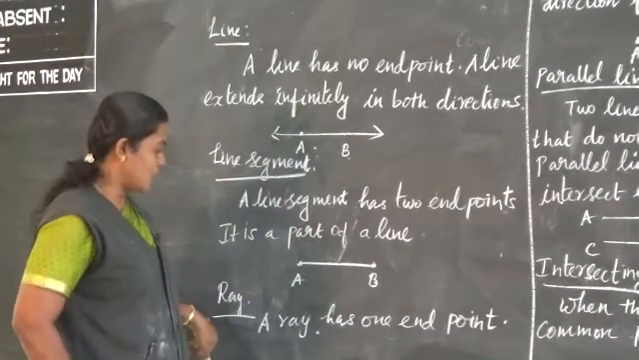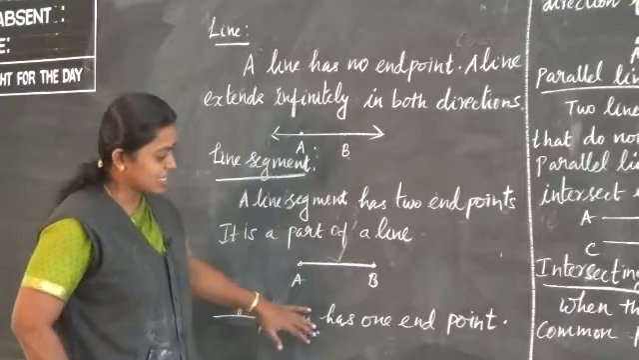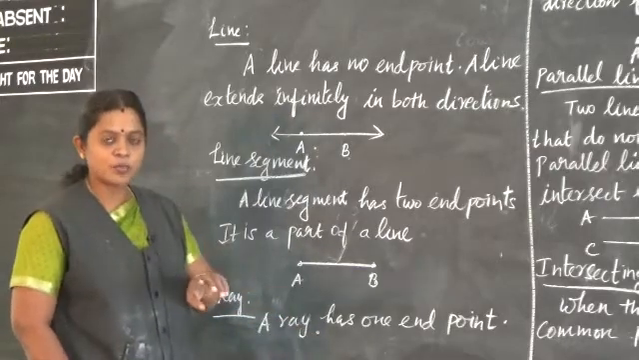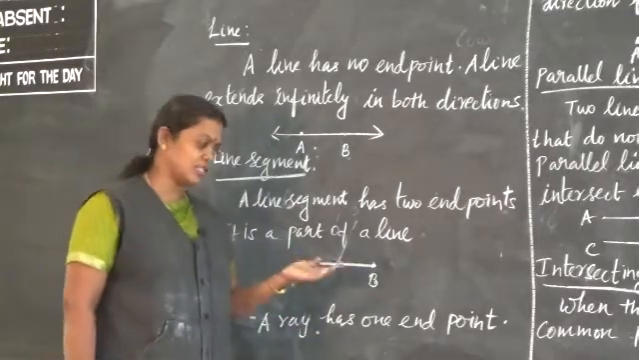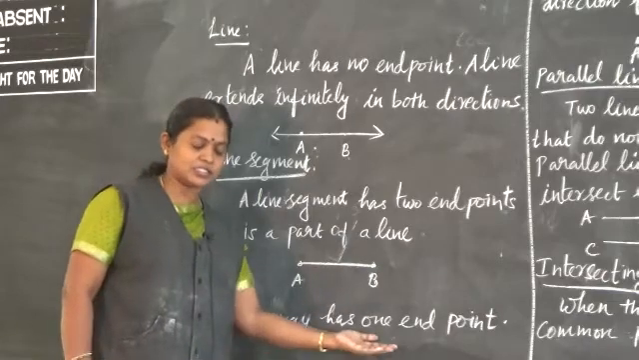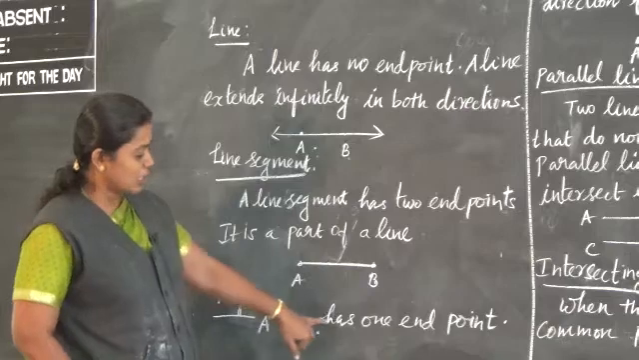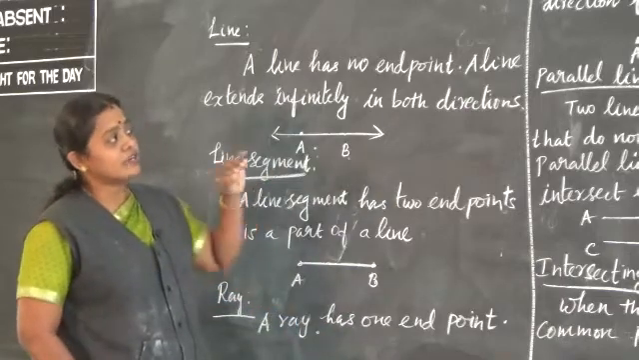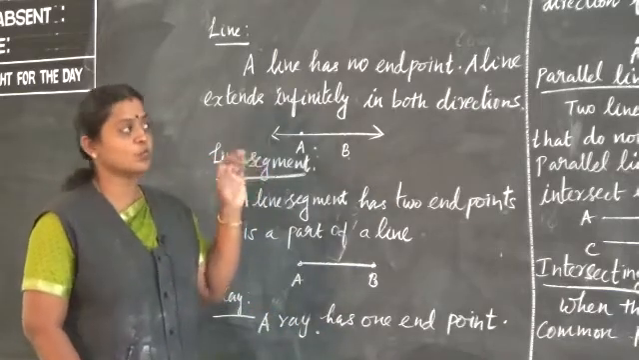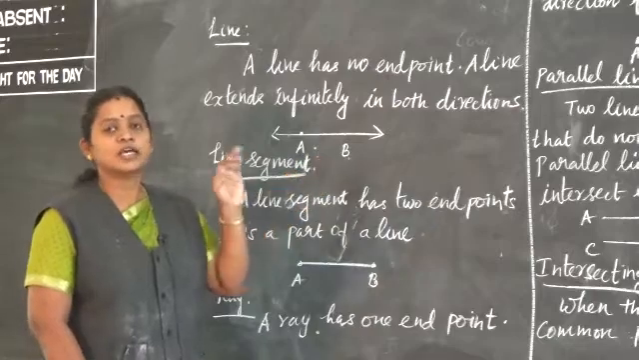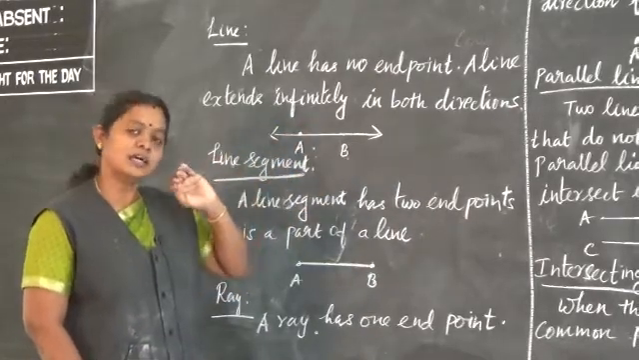The third one is the ray. A ray has only 1 end point. Instead of end point, we can also say starting point. A ray has only 1 end point and we can extend it without limit in one direction from the end point. That is called a ray.